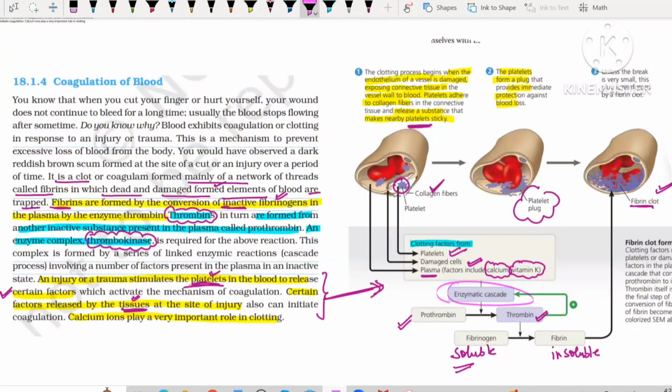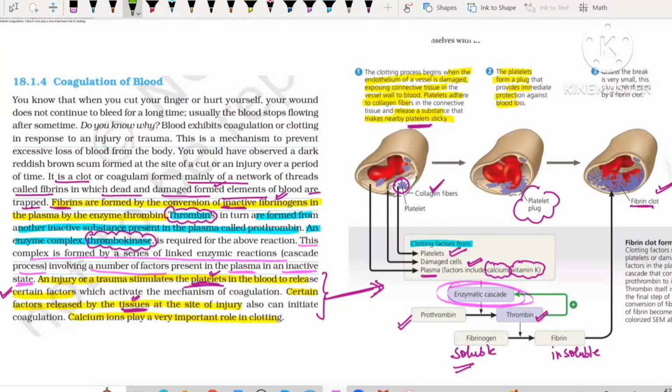If you see here, the enzyme cascade is there. The same is written here. This complex is made by a series of linked enzyme reactions called the cascade process, in which many factors are required, which are present in the plasma, and they are all present in an inactive state. So let me go through the NCERT in this way so that you can feel comfortable.